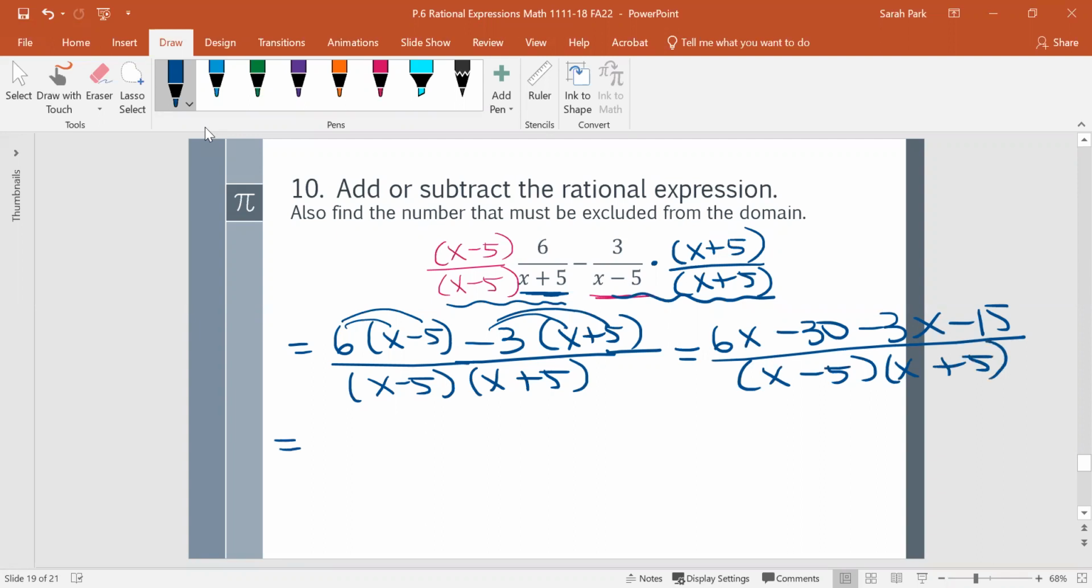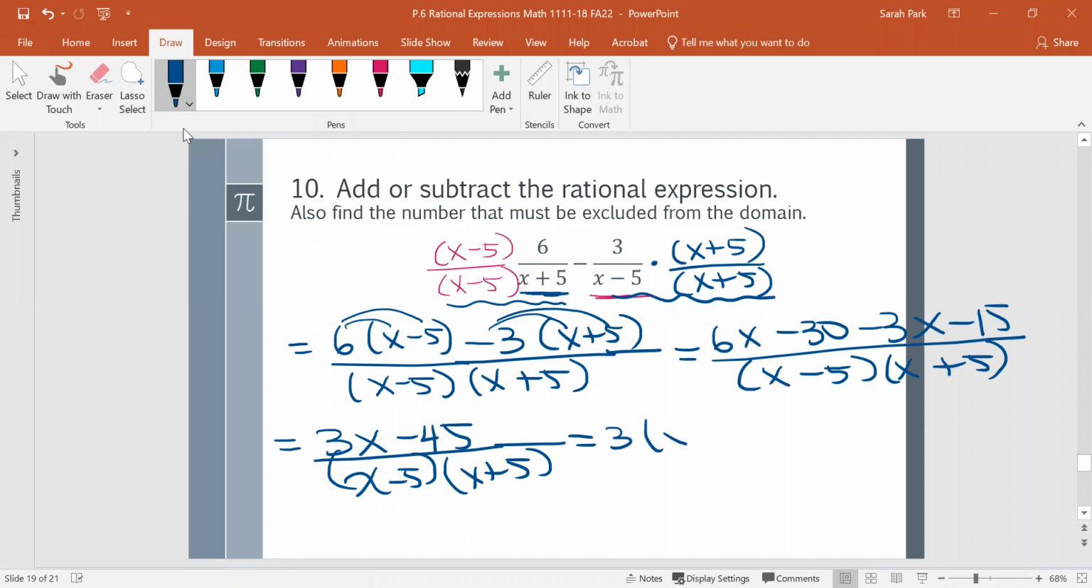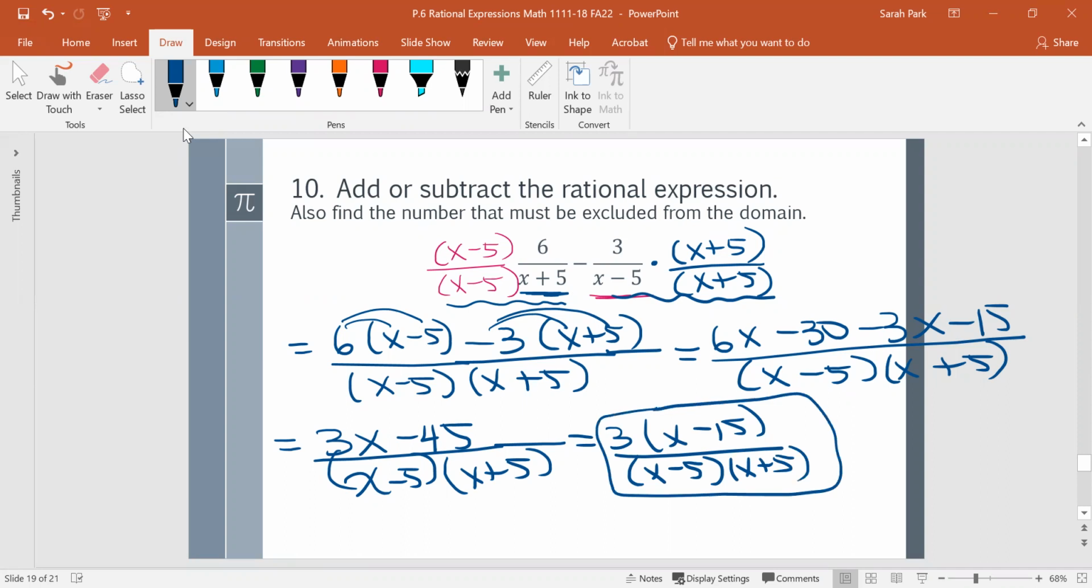Now combine like terms up at the top: the 6x minus 3x we can combine as 3x. The negative 30 and the negative 15 become negative 45. And the bottom, or the denominator, is just x minus 5, x plus 5. And I guess we could try to factor out the top just to see. It's 3 parentheses x minus 15 over x minus 5, x plus 5. So can't really cancel anything there. So that's our simplified answer.